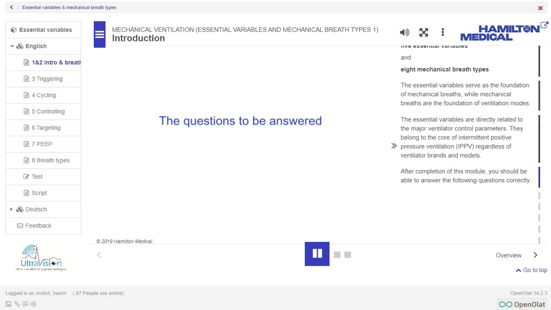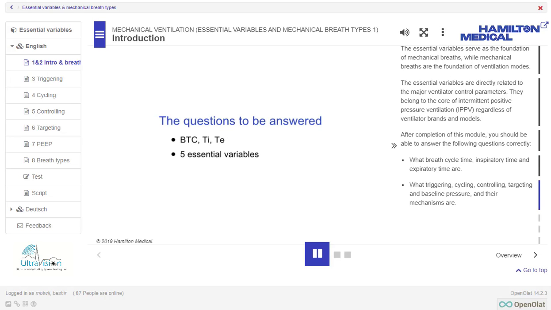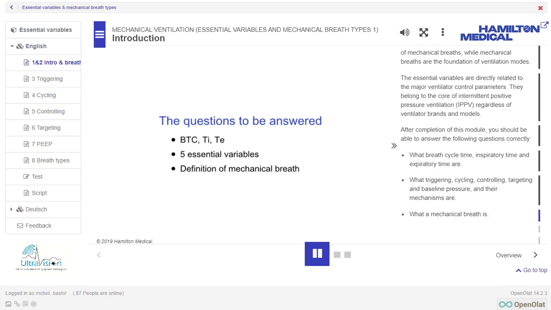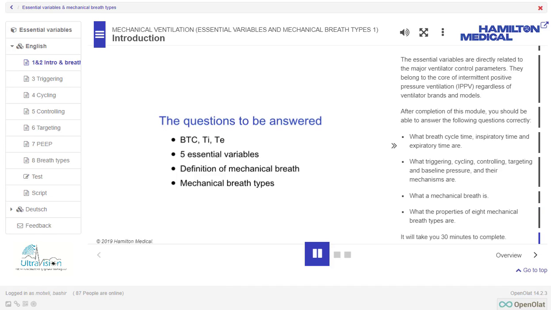After completion of this module, you should be able to answer the following questions correctly. What breath cycle time, inspiratory time and expiratory time are? What triggering, cycling, controlling, targeting and baseline pressure, and their mechanisms are? What a mechanical breath is? What the properties of 8 mechanical breath types are? It will take you 30 minutes to complete.